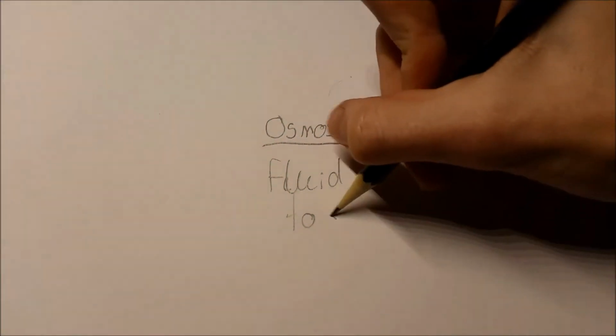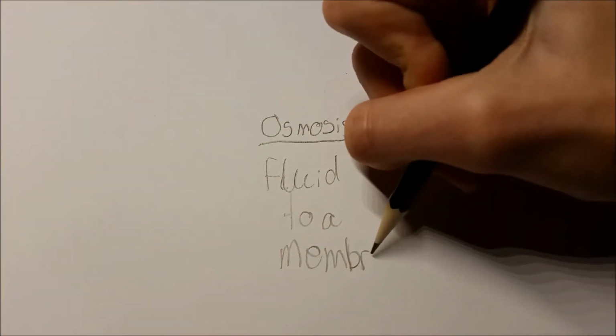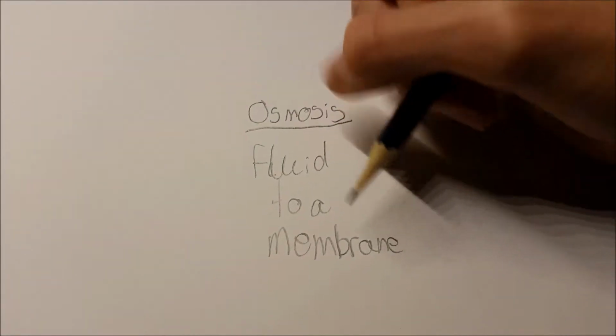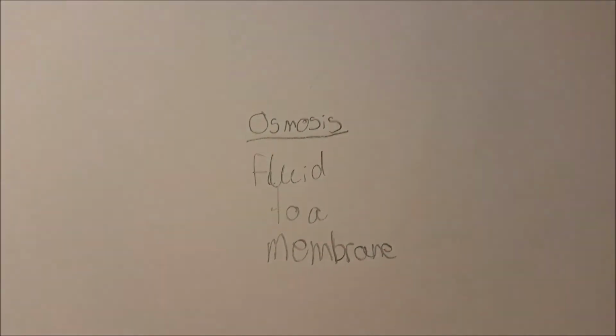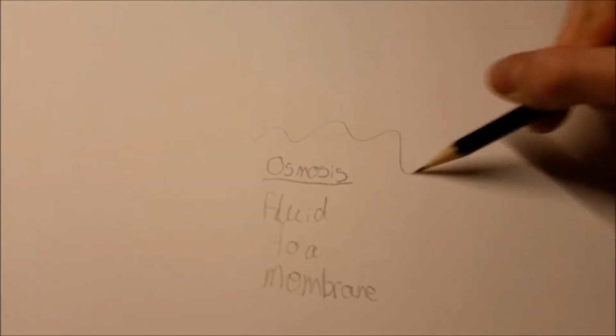Okay, so now I'm going to talk a bit about osmosis. So basically what osmosis means is when a fluid goes through a semipermeable membrane into a cell, and the concentration of that cell is higher than of the liquid, for example water, thus making the concentrations equal.